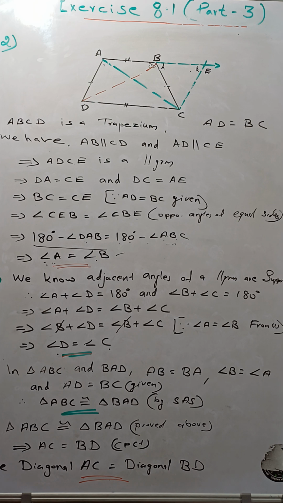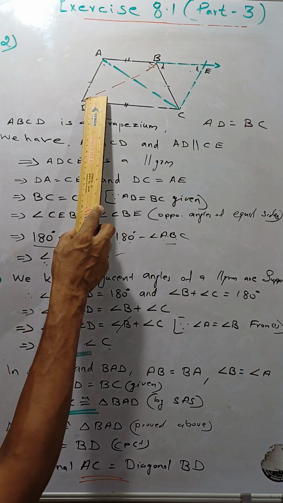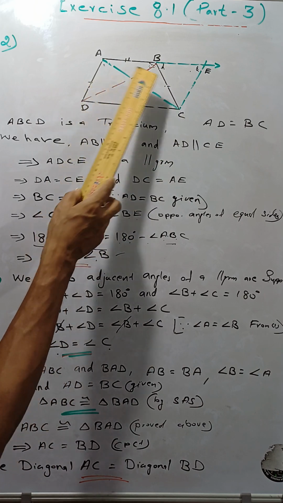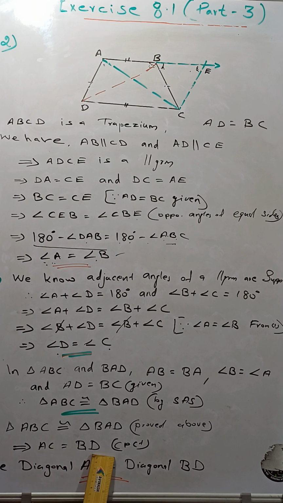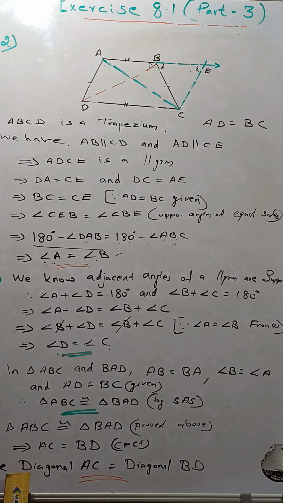Then for the fourth part, already we have proved triangle ABC is congruent to triangle BAD above. Then we know that AC is equal to BD. If these two triangles are congruent, AC and BD are corresponding parts of the congruent triangles. They are equal. AC is equal to BD, by CPCT. AC is the diagonal. Diagonal AC is equal to diagonal BD. Both diagonals are equal.